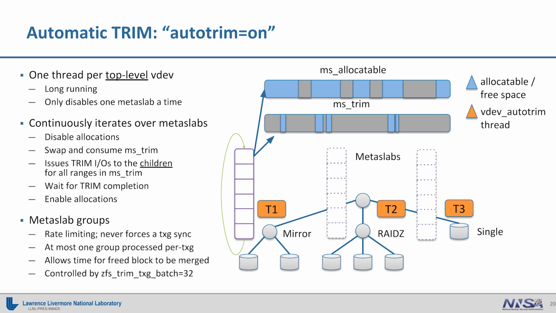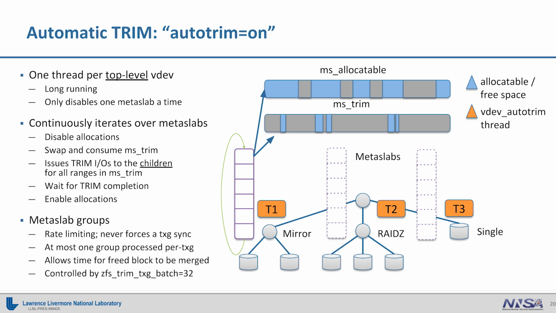So if we can only disable one metaslab while we're trimming it and work on all of those children, that's ideal. Also, one thread is really more than enough to issue the IOs for the child VDEVs here. So we have one thread for that. It works very similarly to the manual trim process, except we're going to continuously iterate over the metaslabs in this case. So it'll start at the beginning. It'll disable one of the metaslabs, start at the top, I guess. And then it's going to consume that MS trim tree.